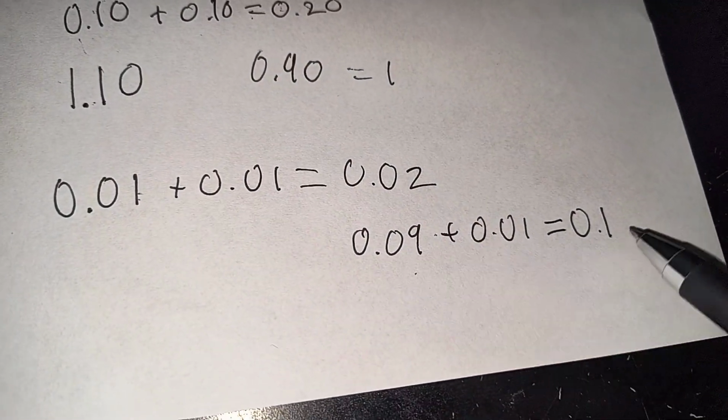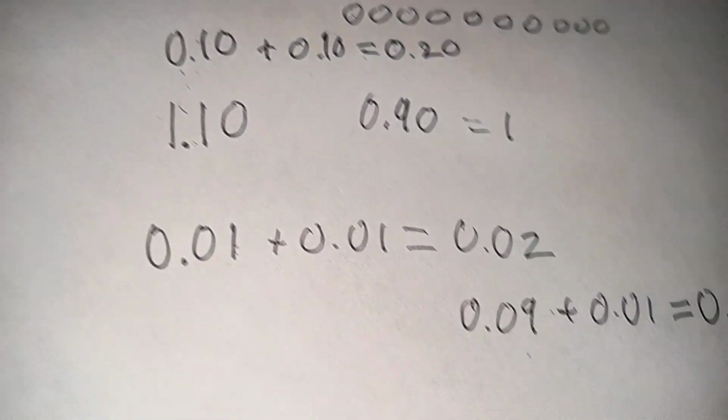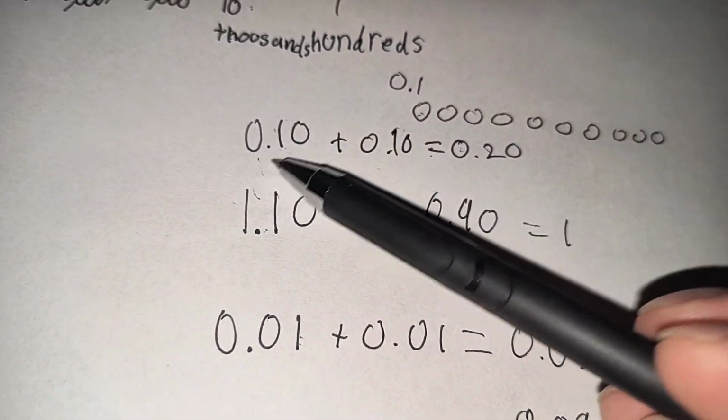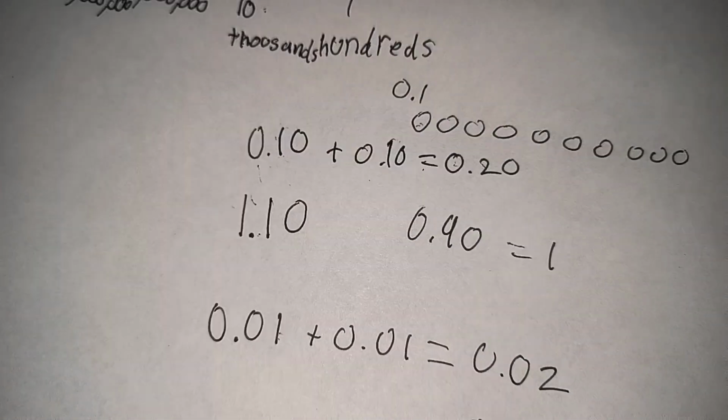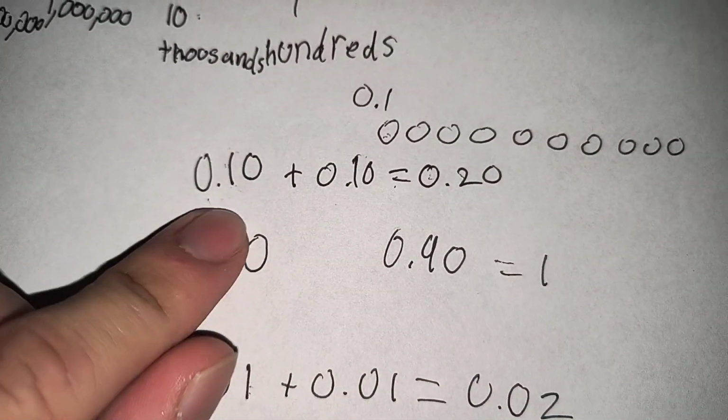And then if I add another 0.01 to 0.09, I would get 0.1 because I'd have 10 of these, and that would make up one of those. Because 100 divided by 10 is just 10. And that's how this works.